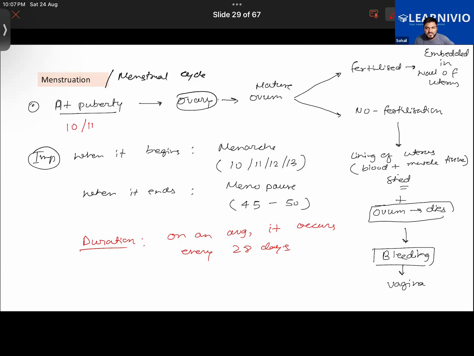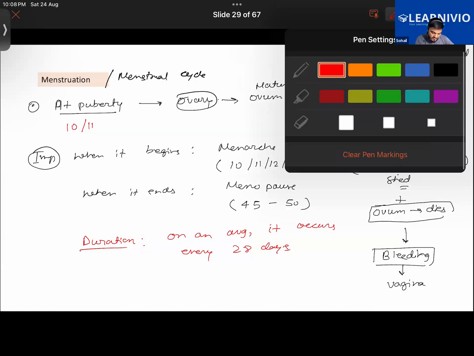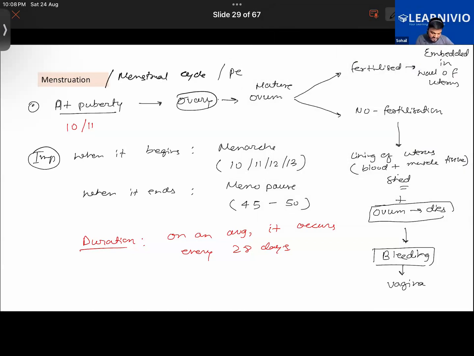So it's basically part of a cycle in the woman that occurs when the lining of the uterus breaks down and sheds. As a result of this, a liquid that contains the blood and all the other things, blood and dead tissues and dead ovum, will pass via the vagina.